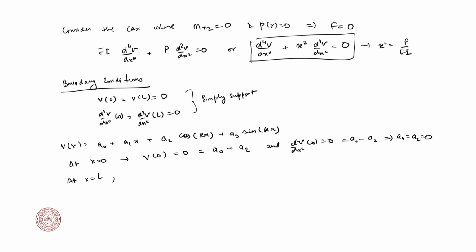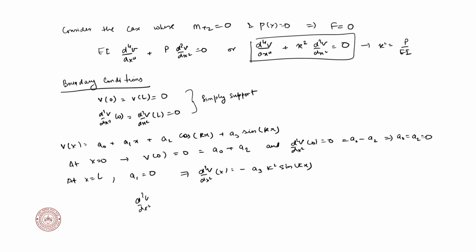We will have one thing: a1 will be equal to 0. If you take the second derivative, you will find that the a1 term is gone. So, the first derivative, I am sorry. If we do d2v/dx2 of x, this term goes away, this term goes away, and we will have minus a3 k^2 sin kx. Automatically the a1 term goes away. So, the a1 term is 0. We will put x as L over here.